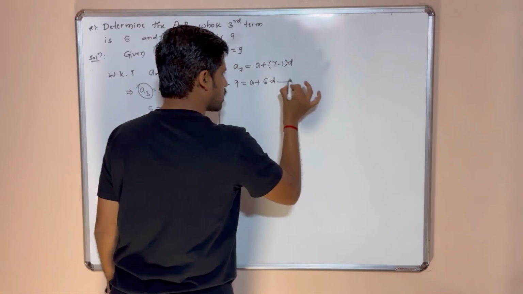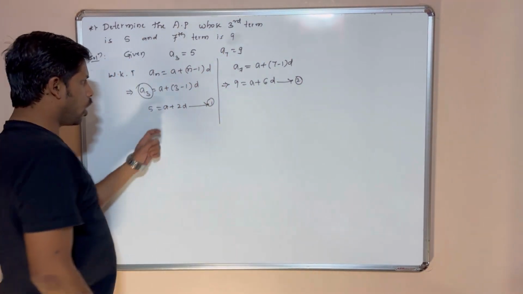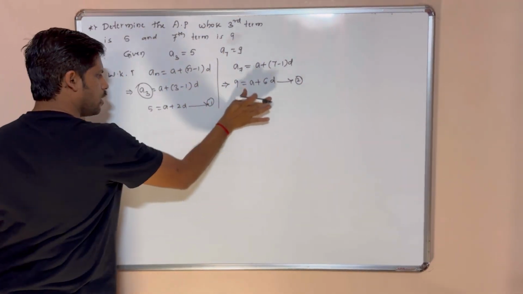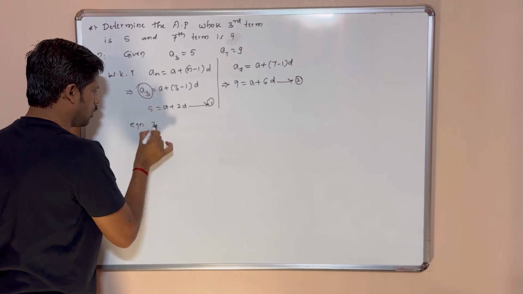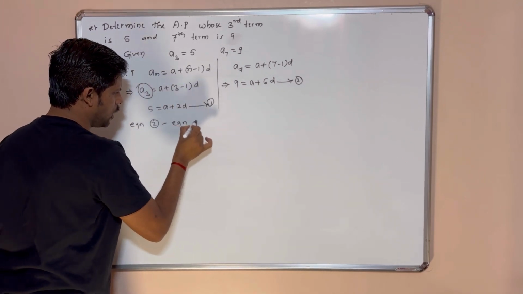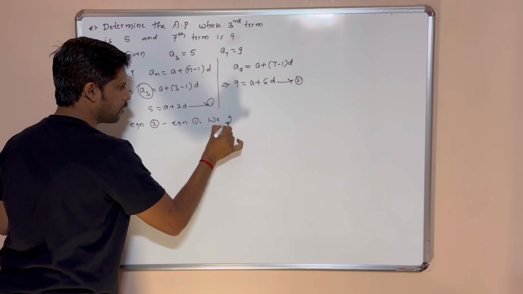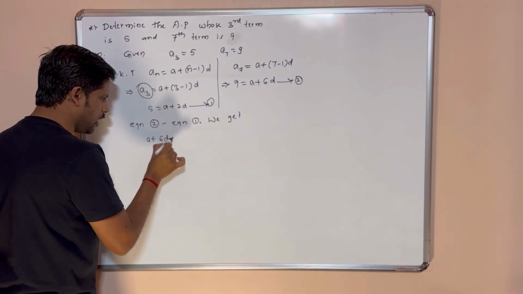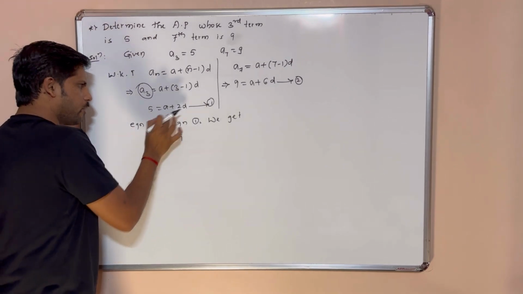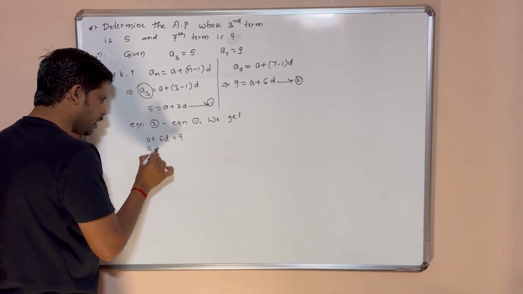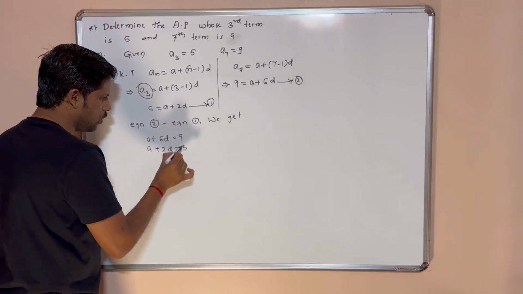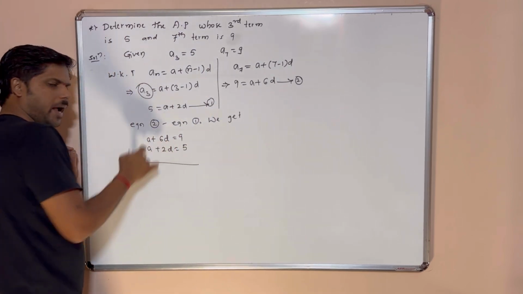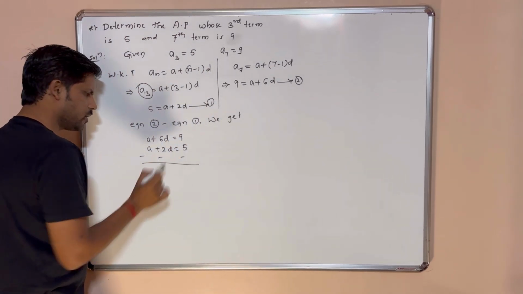So I will call this equation number 2. Solving these two equations, that is equation 2 minus equation 1, we get, see here, equation 2 is a plus 6d is equal to 9 and equation 1 is a plus 2d is equal to 5. Here the equation is minus, so therefore minus, minus, minus.